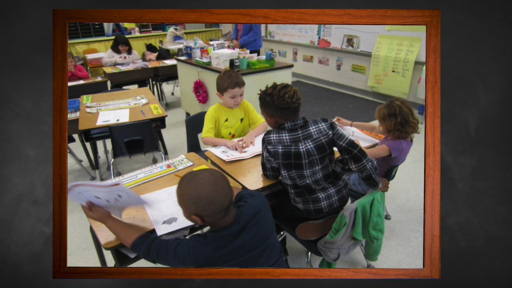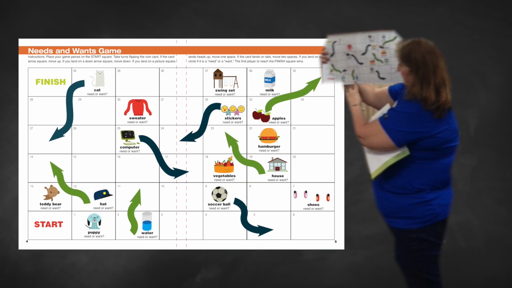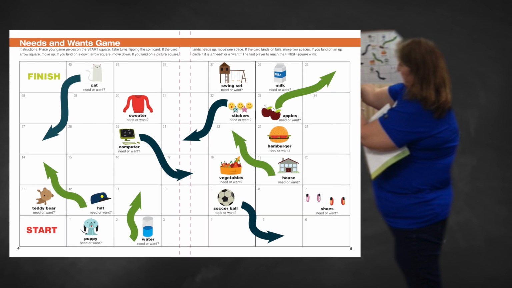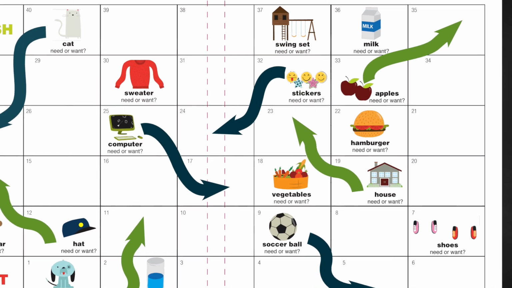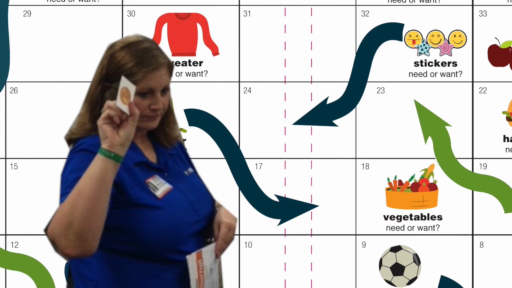Students should be seated in pairs or small groups, but remember a maximum of 4 in a group, before you explain how to play. Display a game board and read the instructions aloud. Trace the start to finish path students will take as they play the game. Point out the up and down arrows and also demonstrate how to flip the coin.